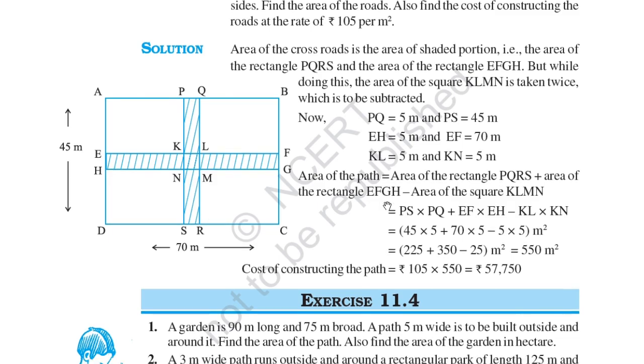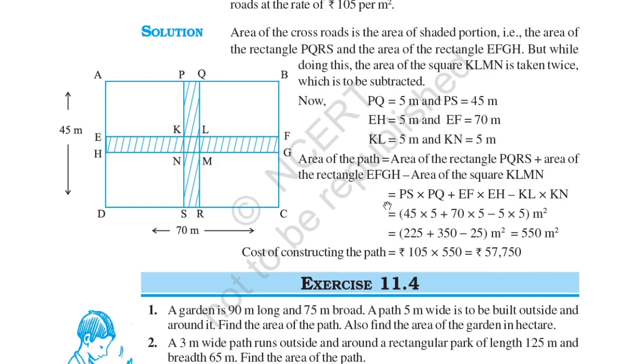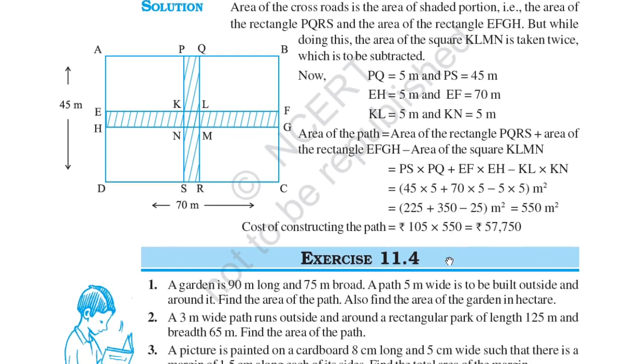Now the area of the path is equal to the area of rectangle PQRS plus the area of rectangle EFGH minus the area of square KLMN. So putting the values, length into breadth, 45 into 5, plus 70 into 5, minus 5 into 5. So it will give 225 plus 350 minus 25 meter square, that is 550 meter square. So the cost of constructing the path is 105 into 550, that is 57,750 rupees.